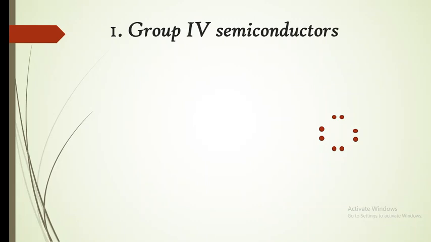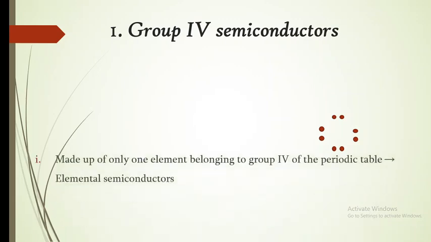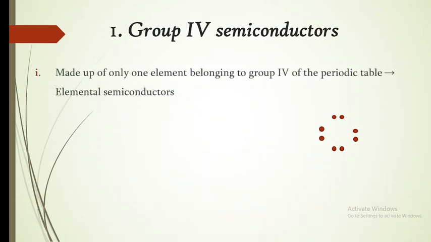Group 4 semiconductors, from the name itself we can understand that the semiconductor is made up of the element which is coming under group 4 of the periodic table. So it is made up of only one element belonging to group 4 of the periodic table, and that's why it is named as elemental semiconductor.